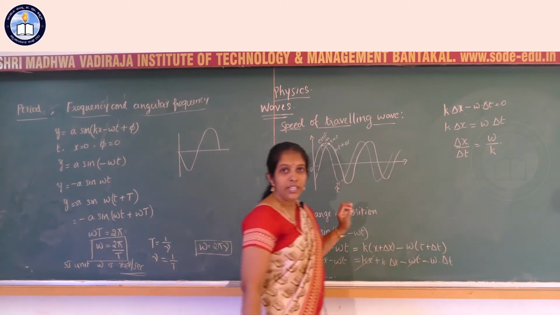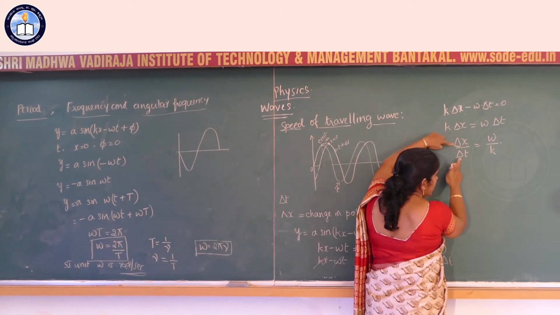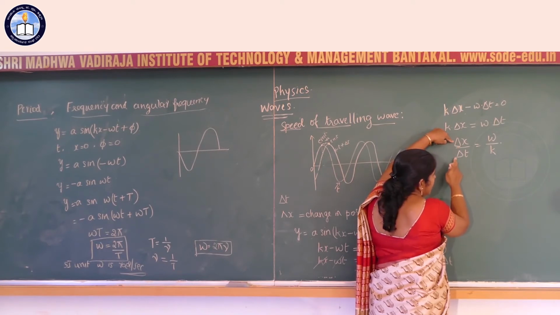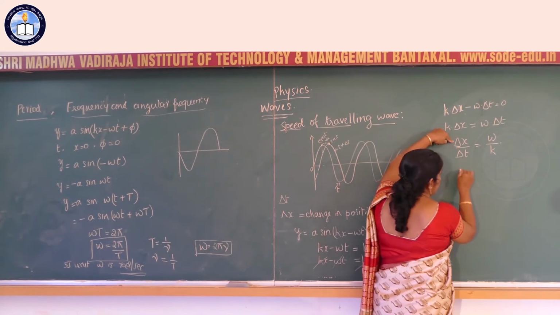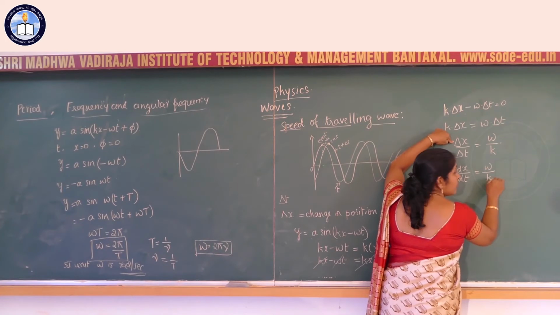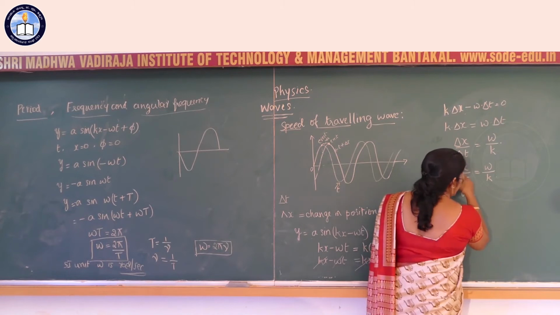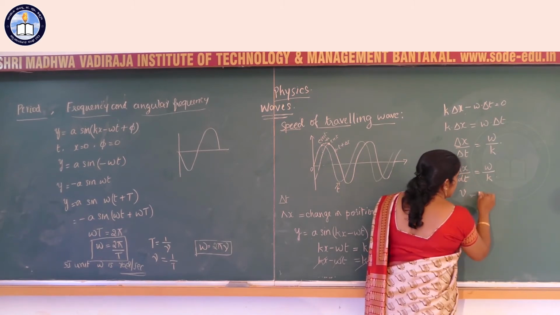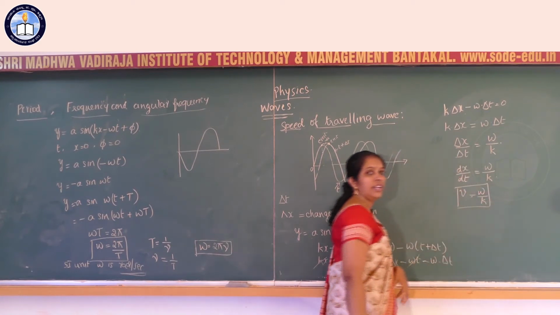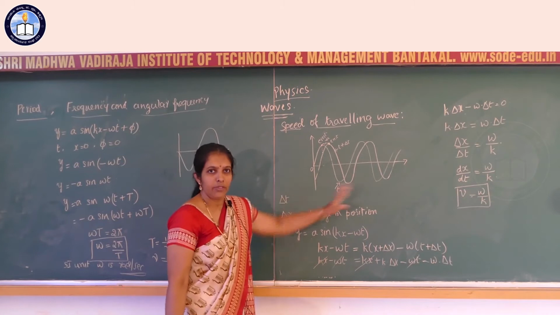But what is delta x by delta t? It is the small change in position in a small interval of time. If you take the limit as delta x and delta t tend to 0, then dx by dt is equal to omega by k. dx by dt is nothing but the wave velocity v, the rate of change of displacement. V is equal to omega by k is the relation between wave velocity, angular frequency and wave number.